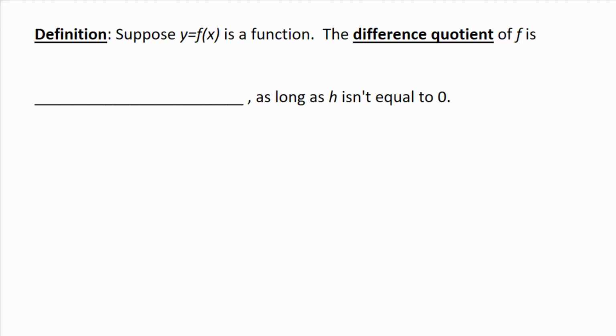Suppose that y equals f of x is a function. The difference quotient of f is, we're going to fill in the blank here. So y equals f of x, I'm just going to write it down, and if you've never seen it before, it's going to be like, huh? But I'll explain it. So it turns out to be f of x plus h, where h is just a number, some constant number, minus f of x, all over h. And this works as long as h is not equal to 0, because we can't divide by 0.